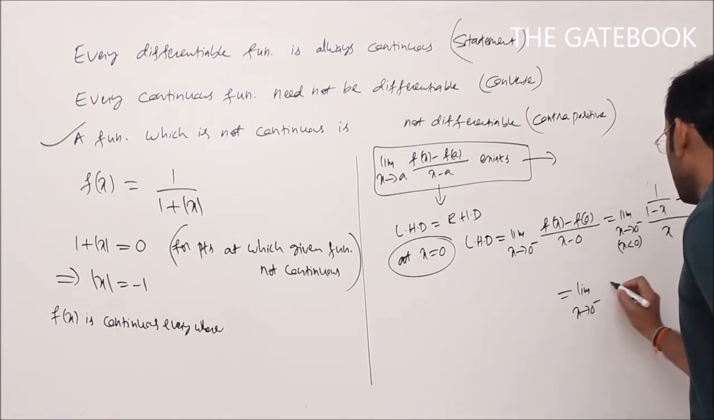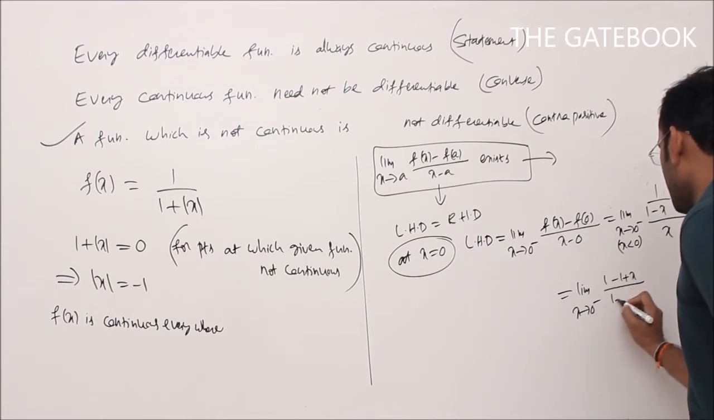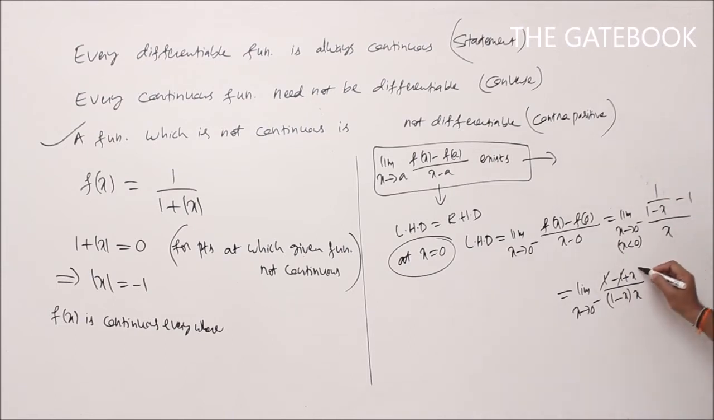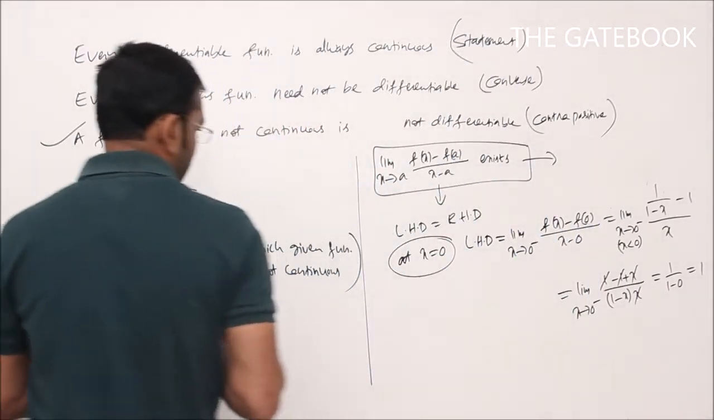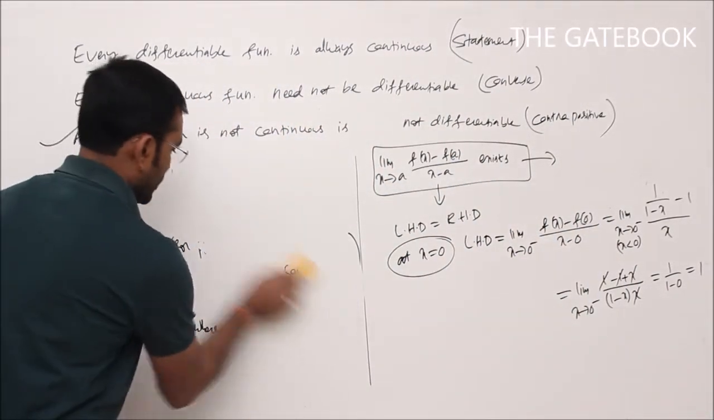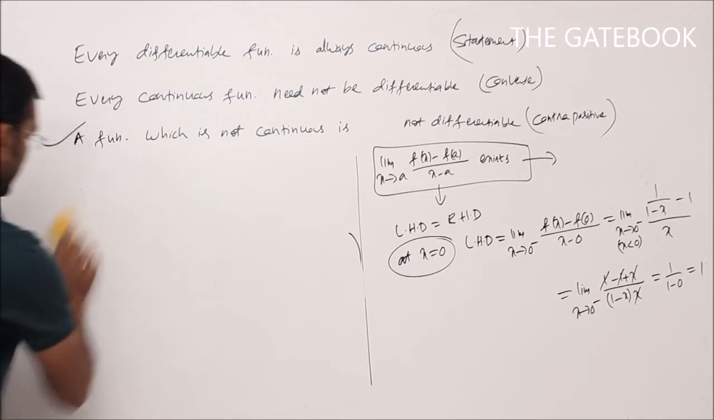Simplifying this, doing the LCM, we get 1 minus (1 minus x) over (1 minus x) into x. The 1 minus 1 will get cancelled, and again x and x will get cancelled. Replacing x with 0, we get 1 by 1 minus 0, that is equal to 1. That is the left hand derivative value. Now finding the corresponding right hand derivative.